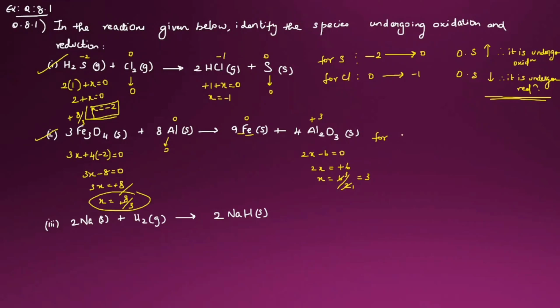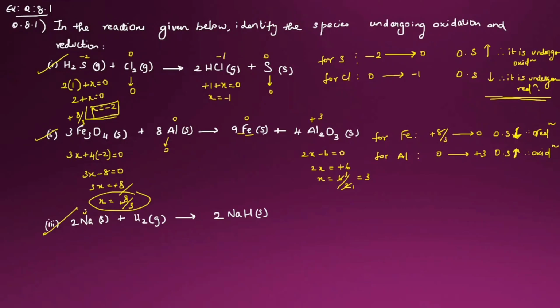So for aluminium and iron, we'll write out what is the oxidation state change. So for iron, it is changing from plus 8 by 3 to 0. And for aluminium, it is changing from 0 to plus 3. So as we can see, iron's oxidation state has decreased and aluminium's oxidation state has increased. So iron is undergoing reduction and aluminium is undergoing oxidation in this reaction.